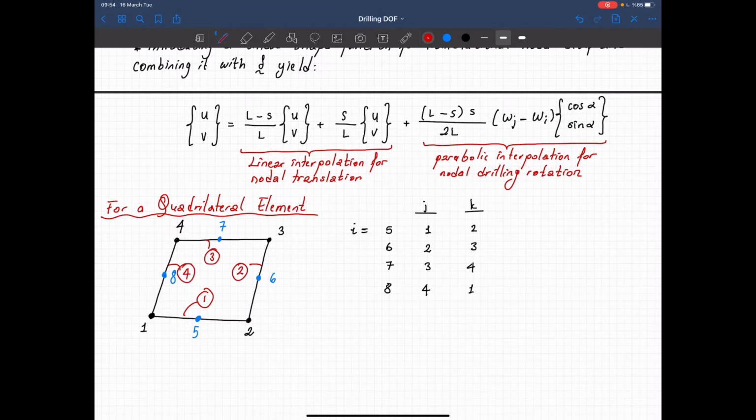Now let's come back here. So we said that we have a linear interpolation for nodal translations. So we know how to write it for a quadrilateral element.